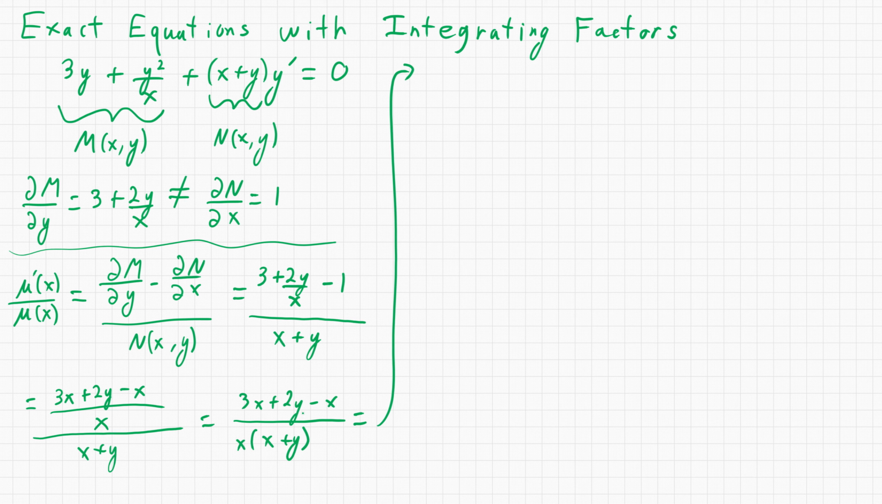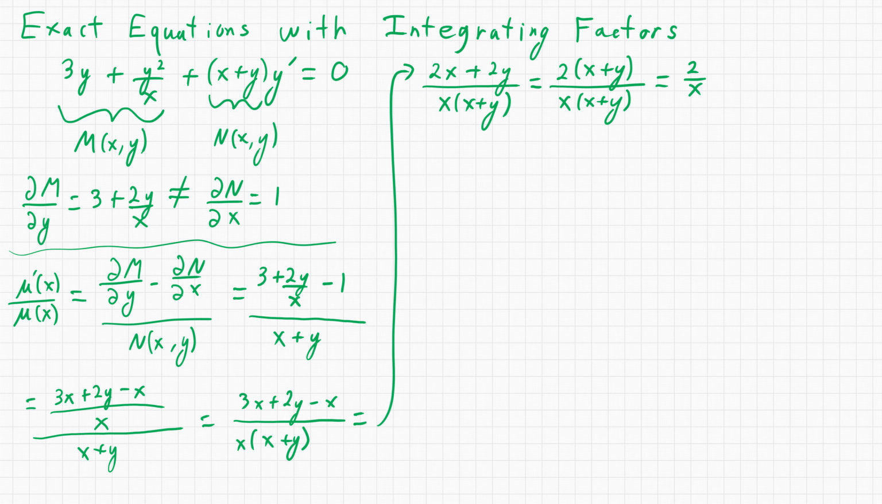So let's see, 3x plus 2y minus x, that's 2x plus 2y, and that's all over x times x plus y. And that can be simplified a little more, so I can take the 2 out. So that's 2 times x plus y. On the bottom, I have x times x plus y, which simplifies to 2 over x.